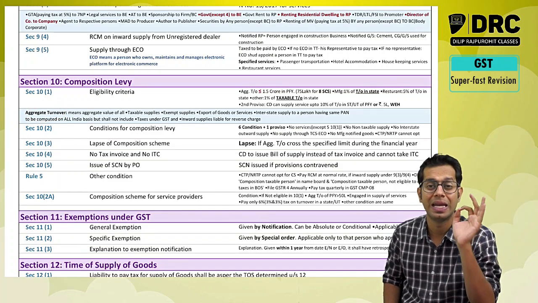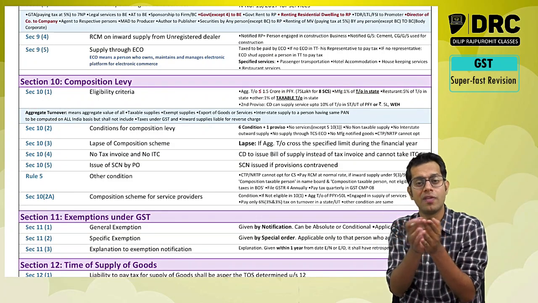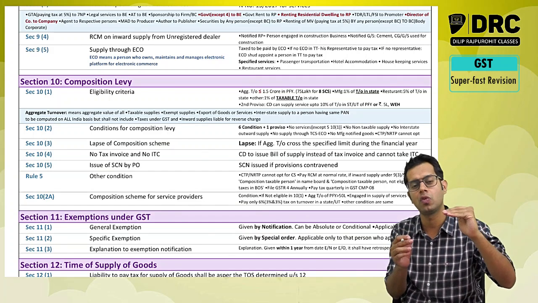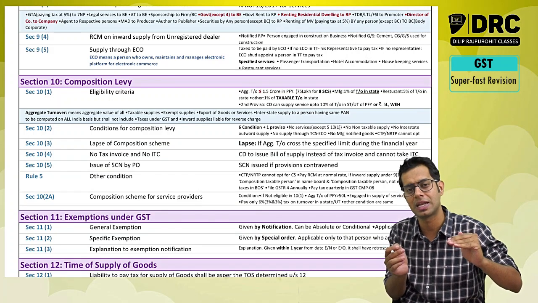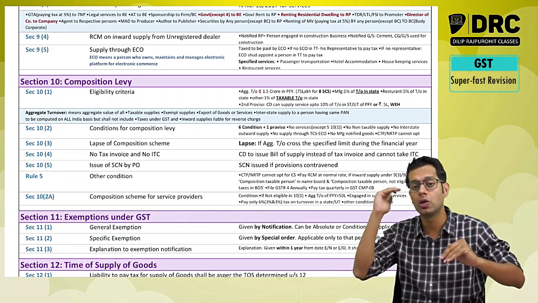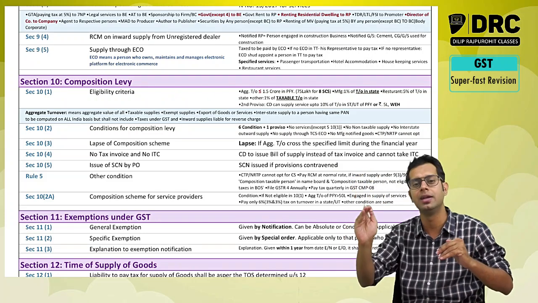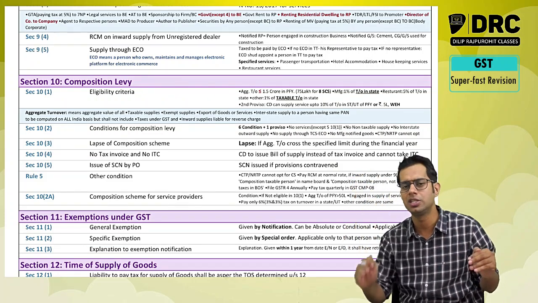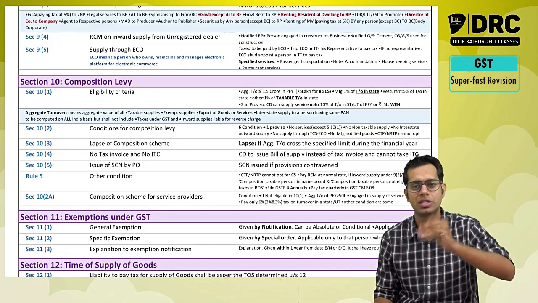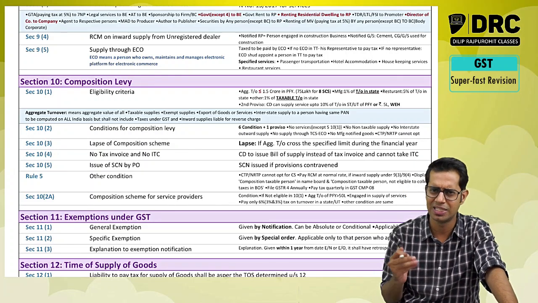Aggregate turnover means aggregate value, that is total value of all taxable supplies, exempt supplies, export of goods or services, interstate supply to a person having same PAN. This aggregate turnover shall not include inward supply liable for reverse charge and taxes under GST law, that is CGST, SGST, IGST, UTGST.